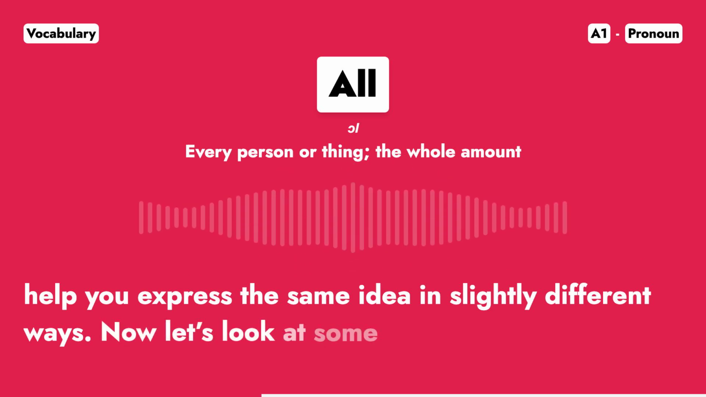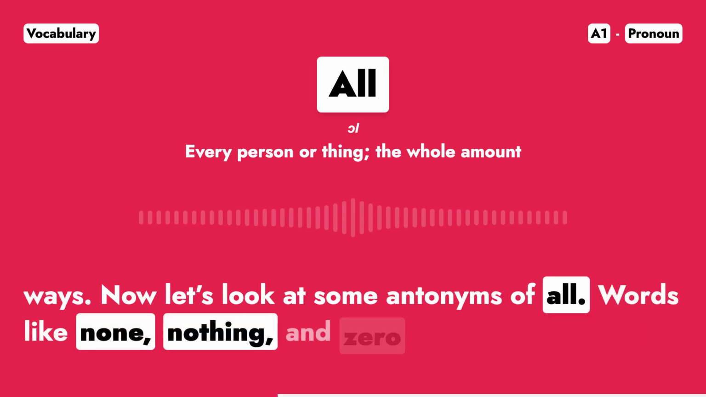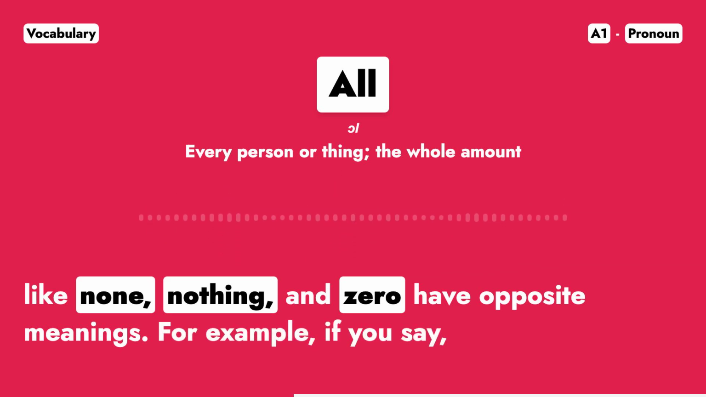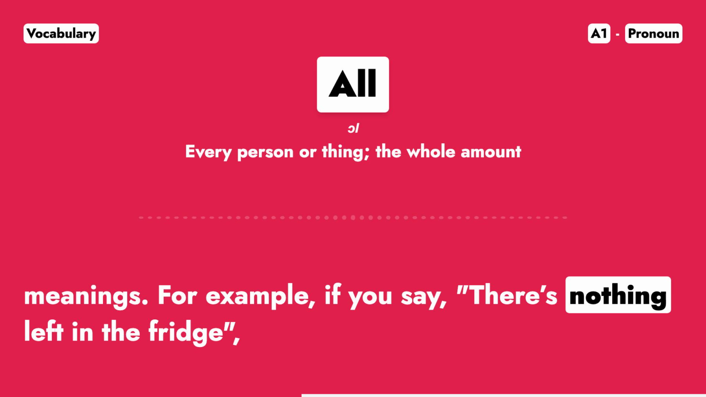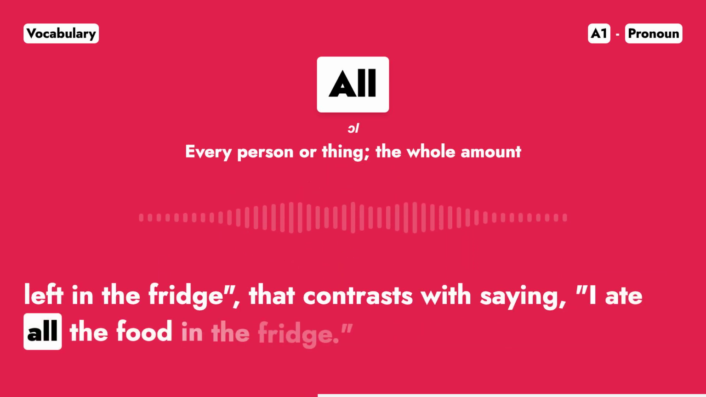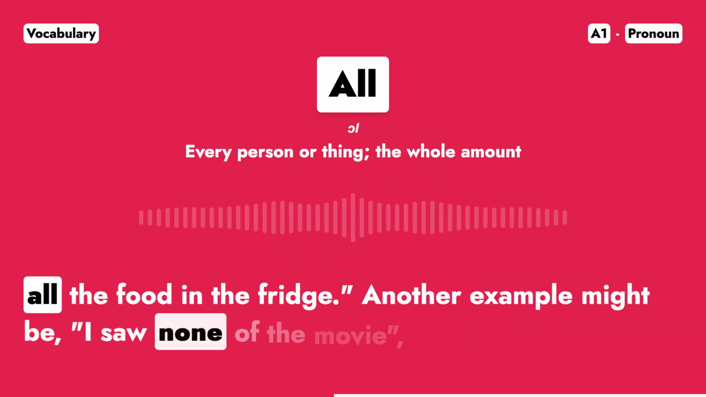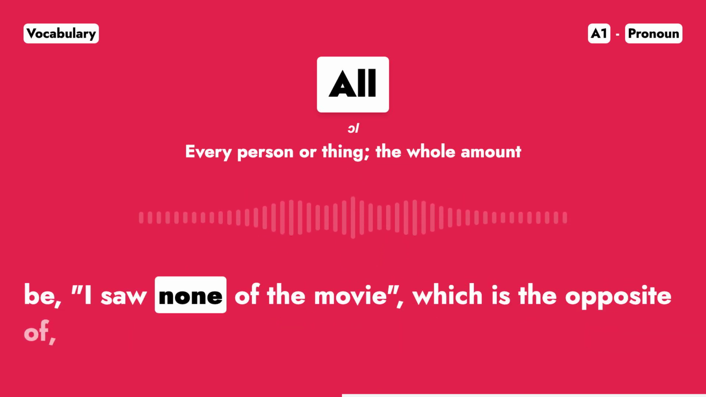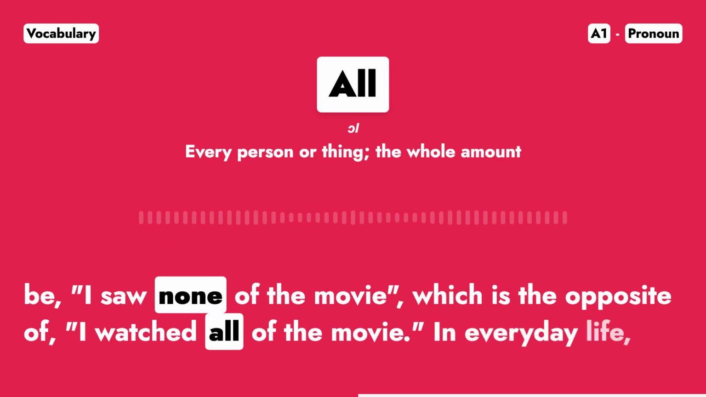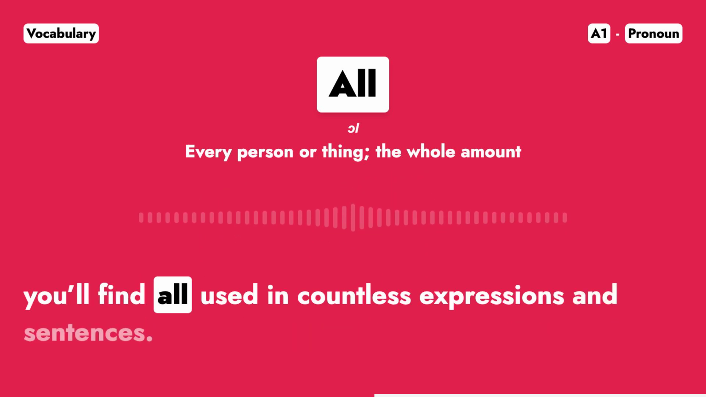Now, let's look at some antonyms of all. Words like none, nothing, and zero have opposite meanings. For example, if you say, there's nothing left in the fridge, that contrasts with saying, I ate all the food in the fridge. Another example might be, I saw none of the movie, which is the opposite of, I watched all of the movie.